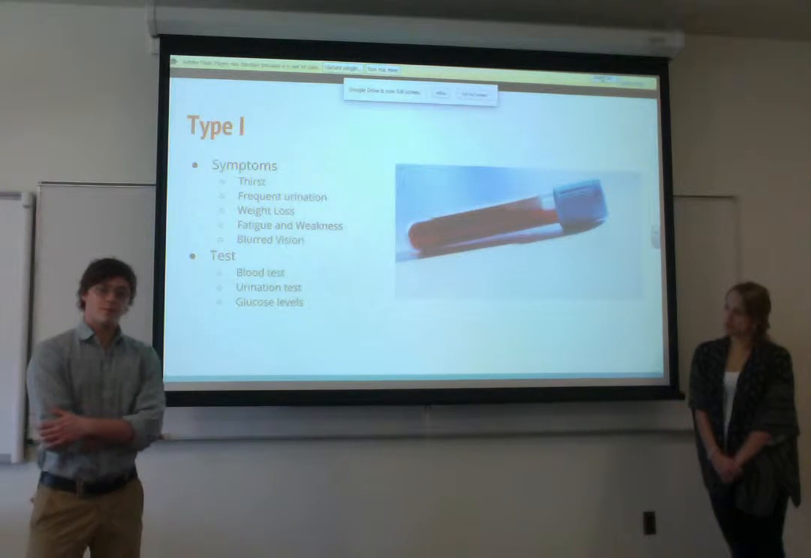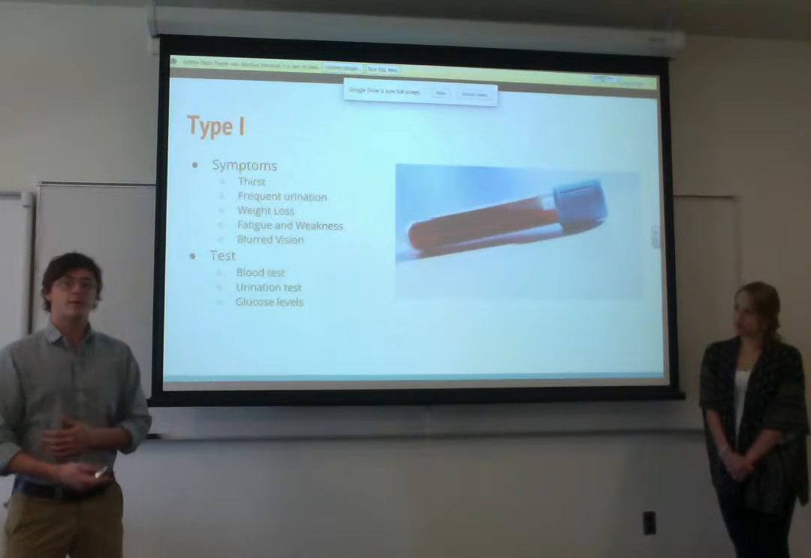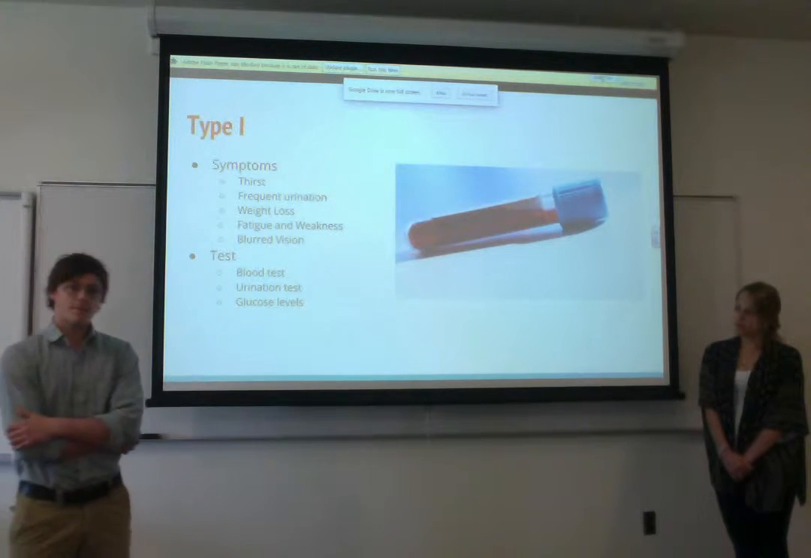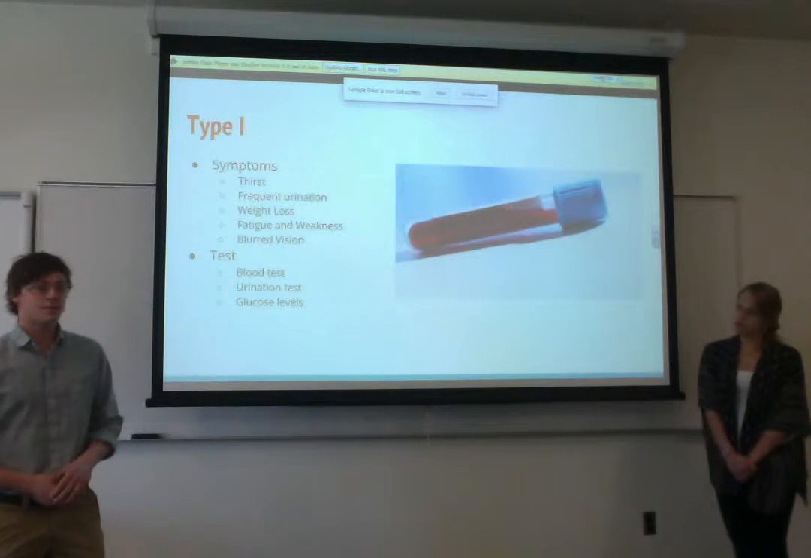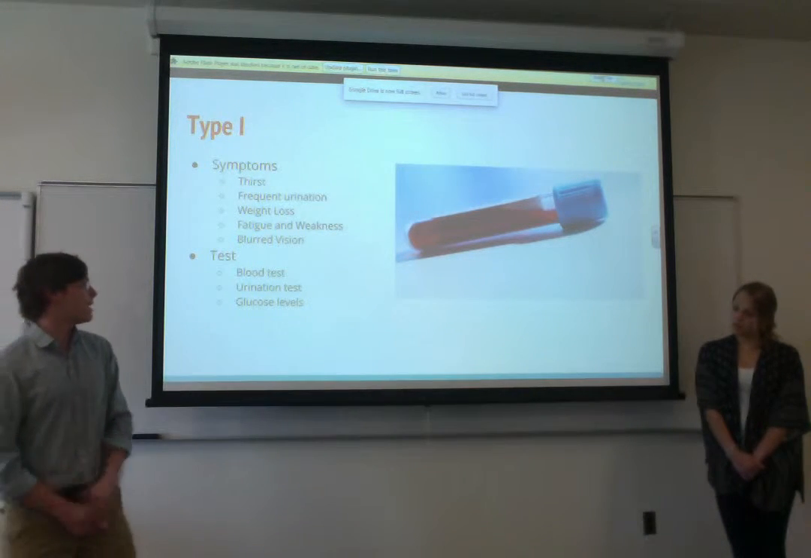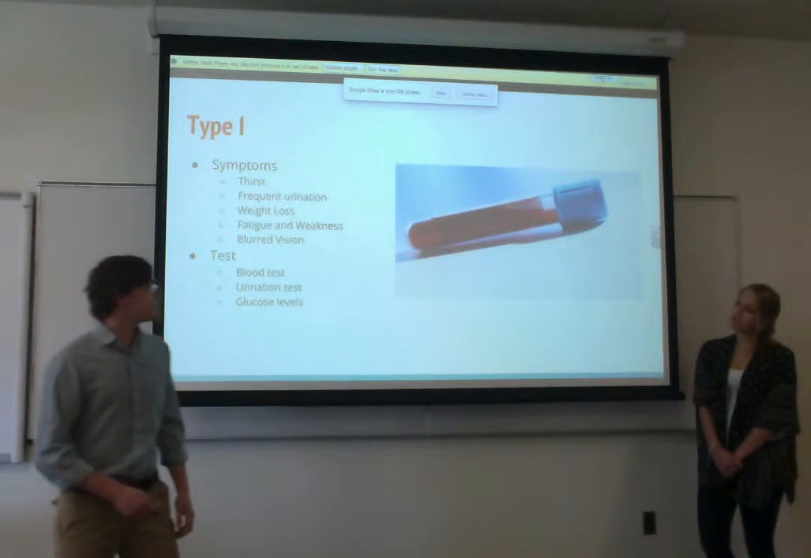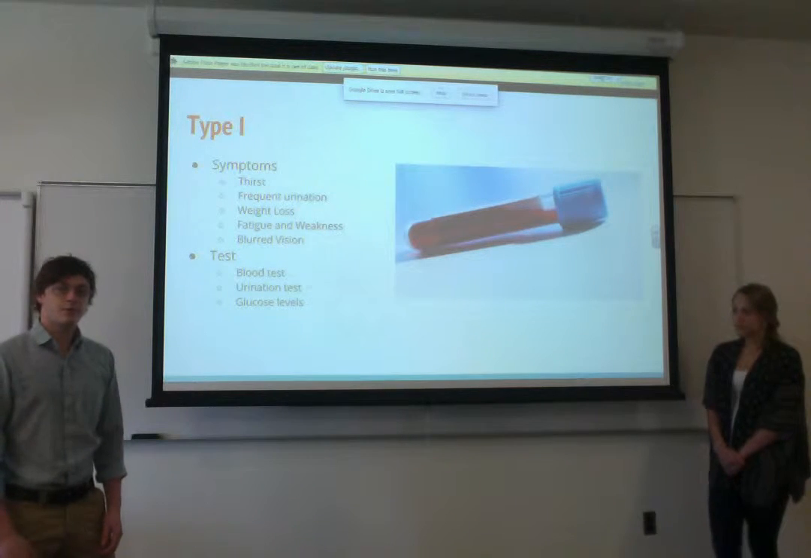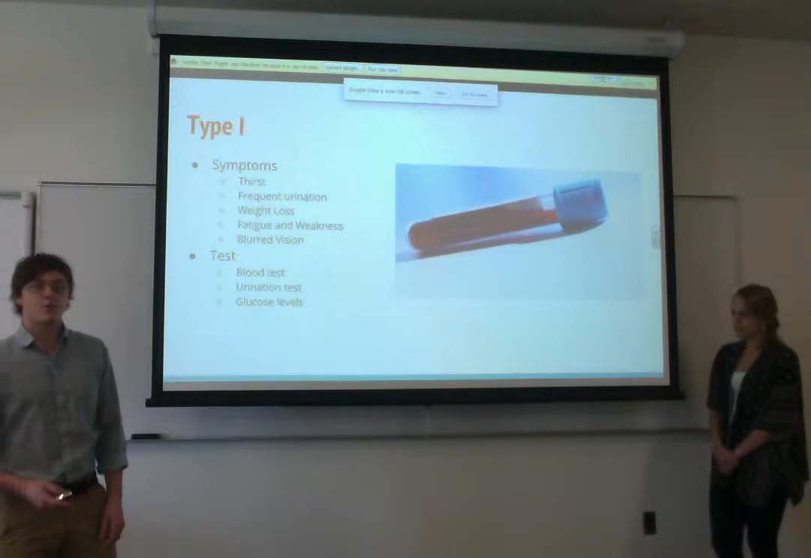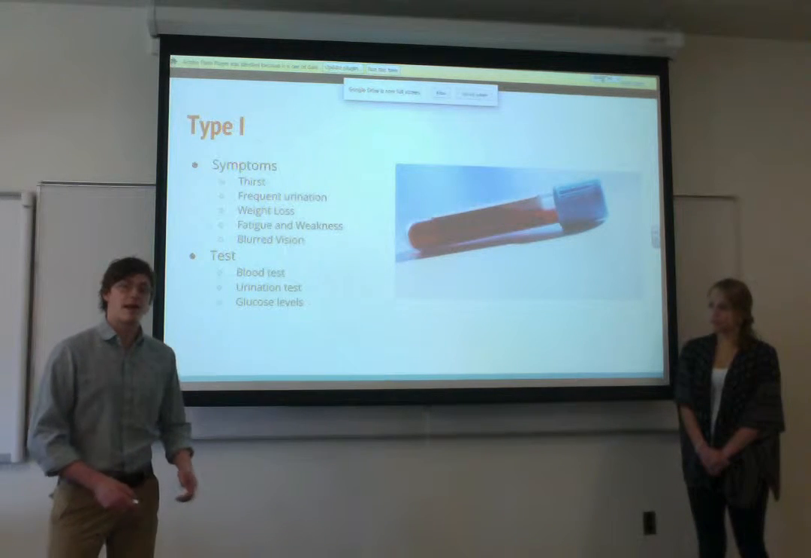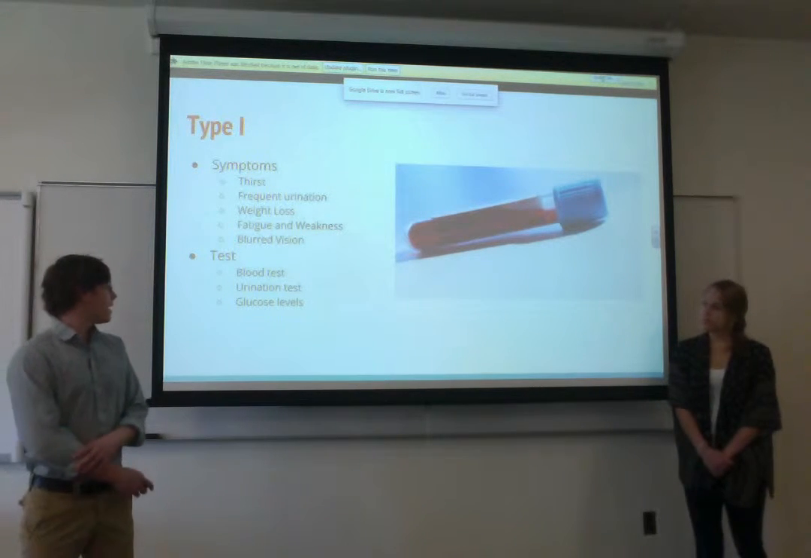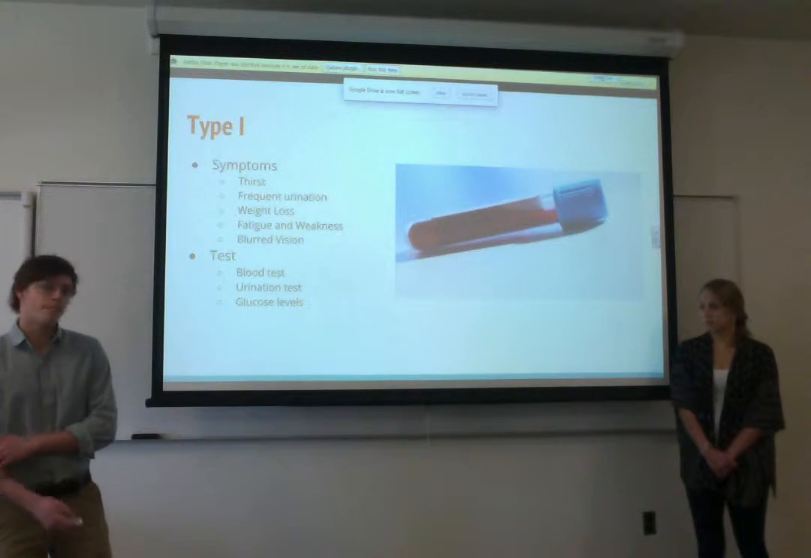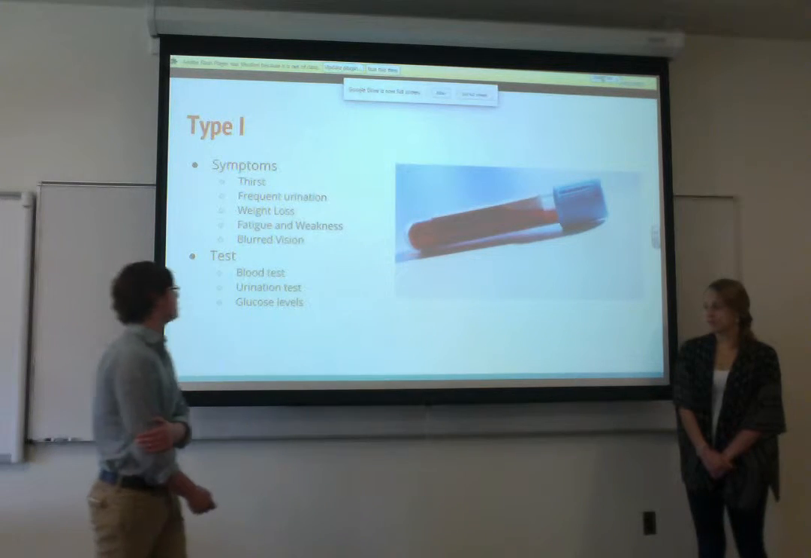And me personally, I was tested for type 1, and my major symptoms were thirst, frequent urination, and weight loss. So the way they test you is they take a blood sample, and that's what they look like. You get between 2 and 3 of those, so they can send those out to a lab. And when they test them, they're testing for your glucose level. And you have to fast for 24 hours before you can be tested, so they can get an accurate test of the glucose level. And also, there's a urination test, and they test the same thing. They test their glucose levels. And I'm going to pass it off to Taylor.